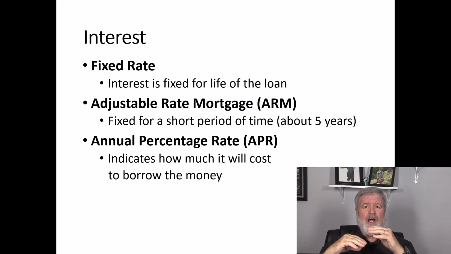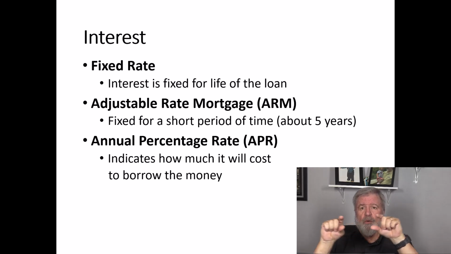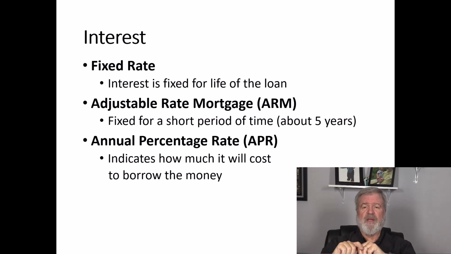So if you add up what all the fees are, whatever the total amount of fees would be, you would divide that by the loan amount, and that will obviously give you a percentage. Y'all, that's what we call the annual percentage rate.